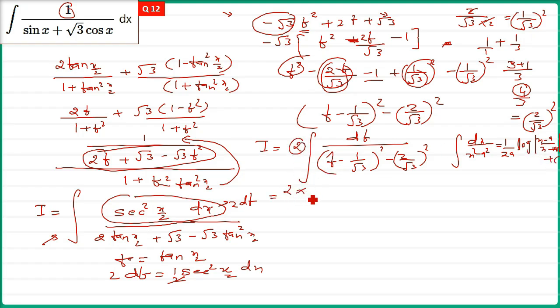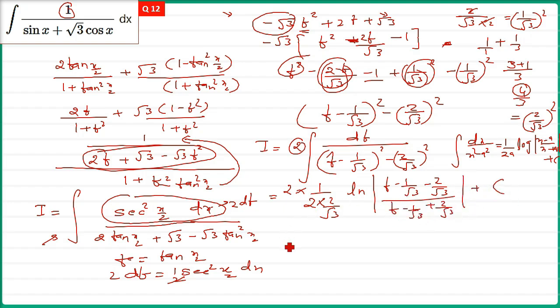Mathematics people, they know what is log and what is ln. So 1 by 2a. What is 2a? 2 into 2 by root 3. Please remember, negative root 3 was already taken out when we were making the perfect square that I'll introduce just now. So this is t minus 1 by root 3 minus 2 by root 3, and t minus 1 by root 3 plus 2 by root 3. This modulus ends, and plus constant of integration.